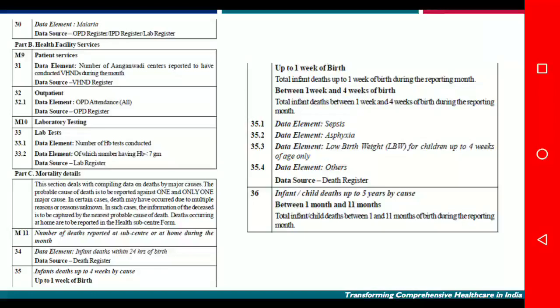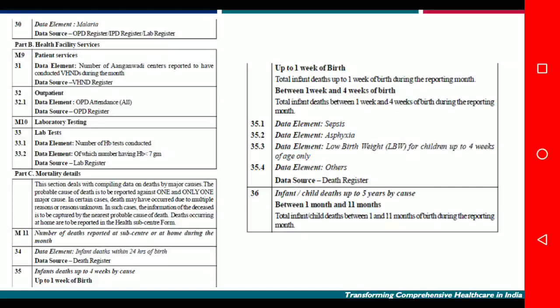First, health facility services. That information and the data elements include patient services. Patient services means the first information, that is, the number of Anganwadi centers reported to have conducted VHNDs during the month. That information is taken from the VHND register. In the outpatient section, the next information is OPD attendance, which is taken from the OPD registers.